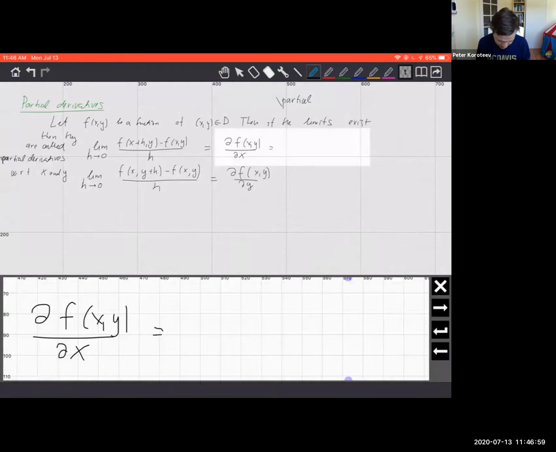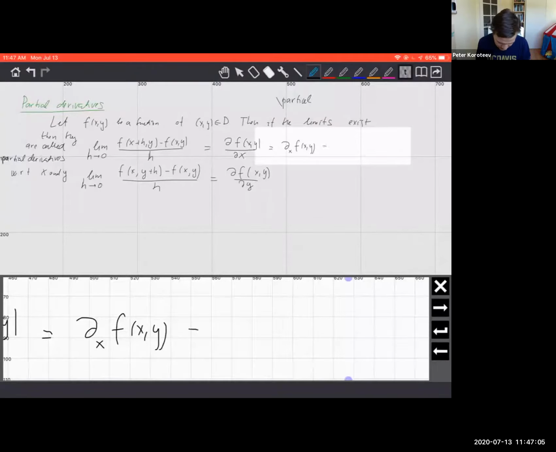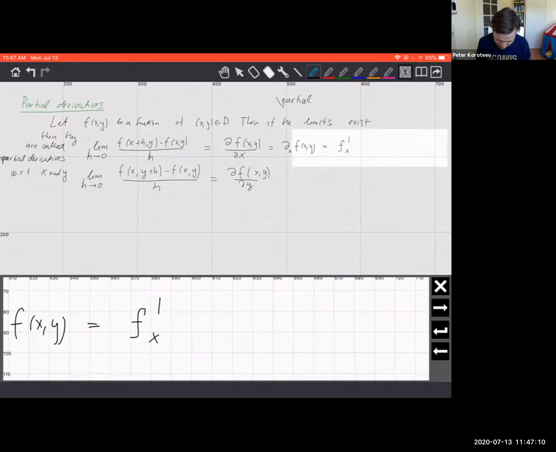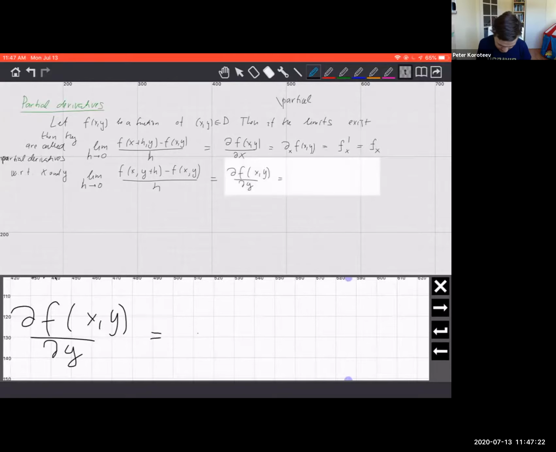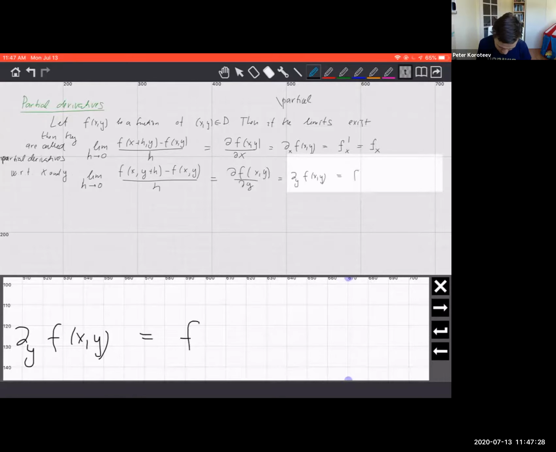Other notations: you can just write del x f of x, y, or sometimes people write f prime with x at the bottom. And even the most lazy people, but in fact they're not lazy, they just write it too much, just write f x. If it's clear from the context, that already means the derivative with respect to x. Same here, the same as del y of f of x, y. So every notation is acceptable if it does not cause any confusion.